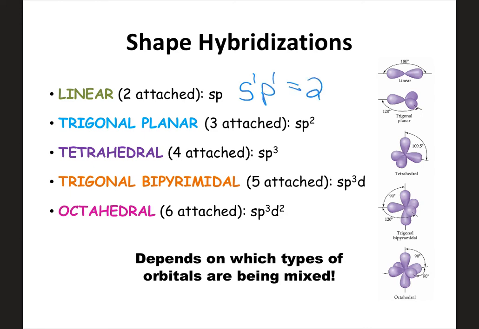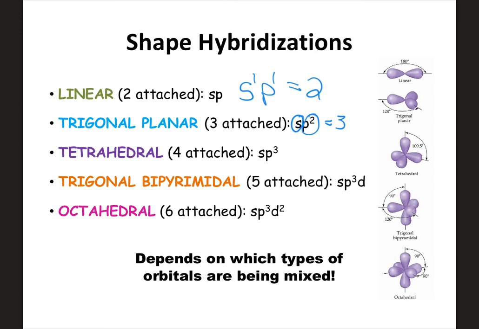If you have 2 things attached, essentially there's one s, one p, an sp, which equals 2. If you were to draw a dot structure and there were 3 things attached to the center, we would say that has sp2 hybridization. If you count, 1 s plus 2 p's equals 3 total. And so on and so forth. So if something was tetrahedral, if you drew it, there'd be 4 things attached to the center. So its hybridization would be sp3. 1 s plus 3 p's gives you your 4.